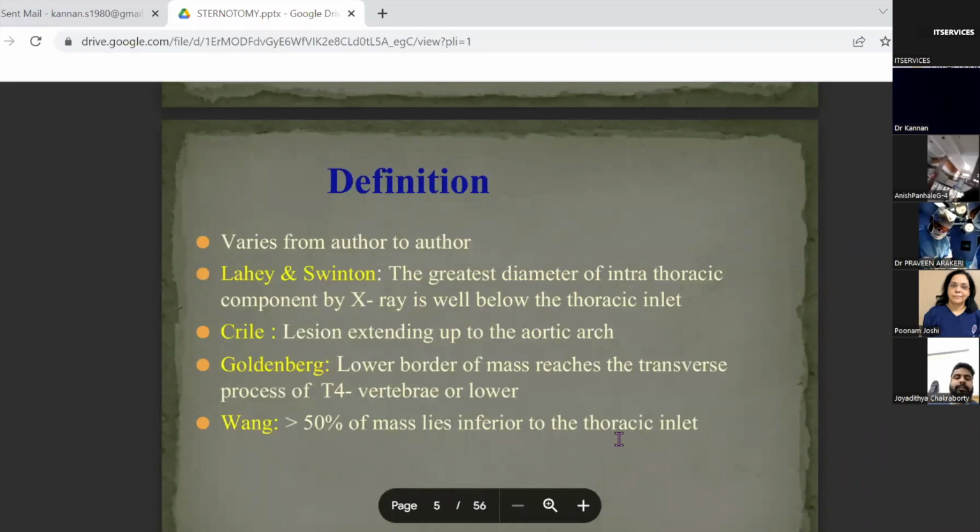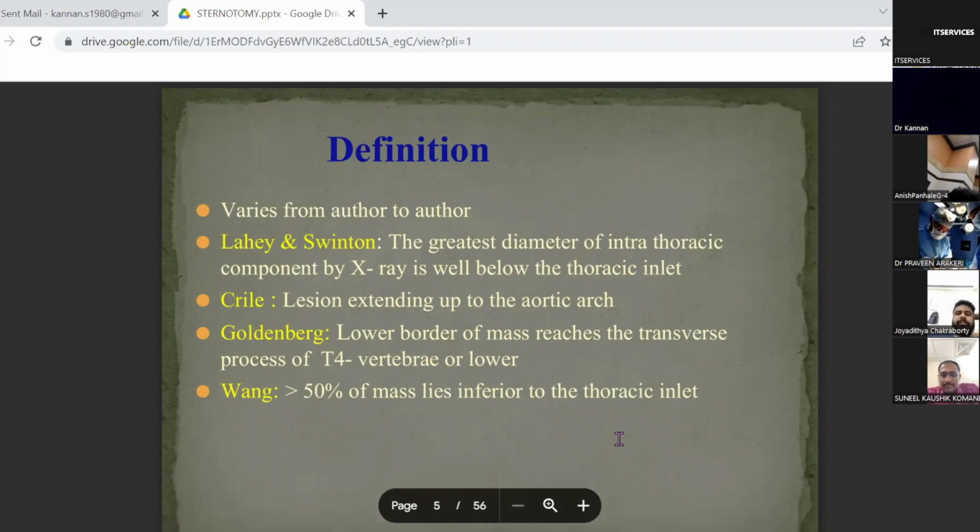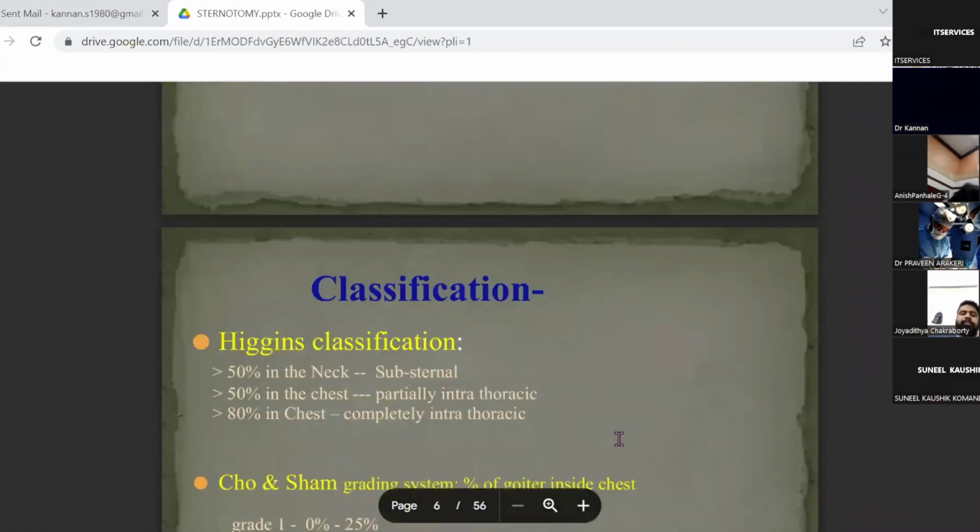If you do an X-ray, you can see the retro-sternal goiter in the thorax. If the lesion is bigger than what is in the neck, it is a retro-sternal goiter. According to Kreil, if the lesion goes up to the aortic arch, it's a retro-sternal goiter. When you do a scan, if the lesion goes up to the T4 vertebra, it is a retro-sternal goiter. According to Wang, if 50% of the mass is in the thoracic inlet, it's a retro-sternal goiter. There are various definitions and there are various classifications also.